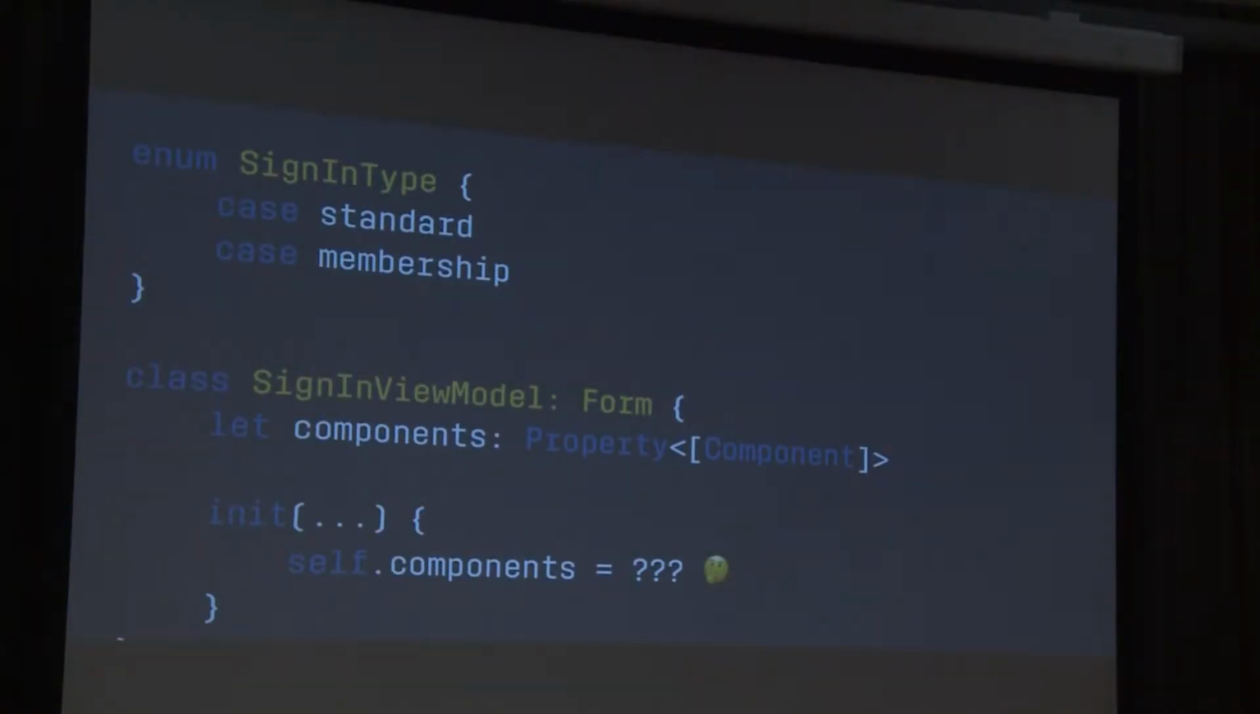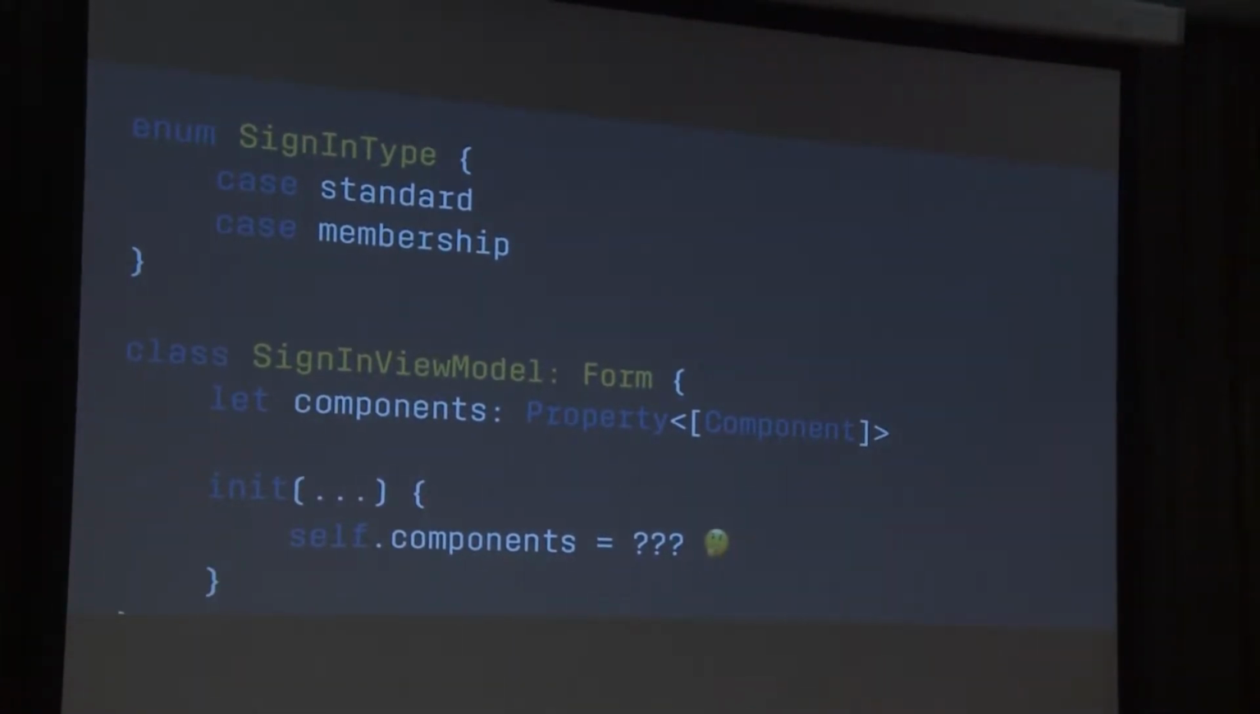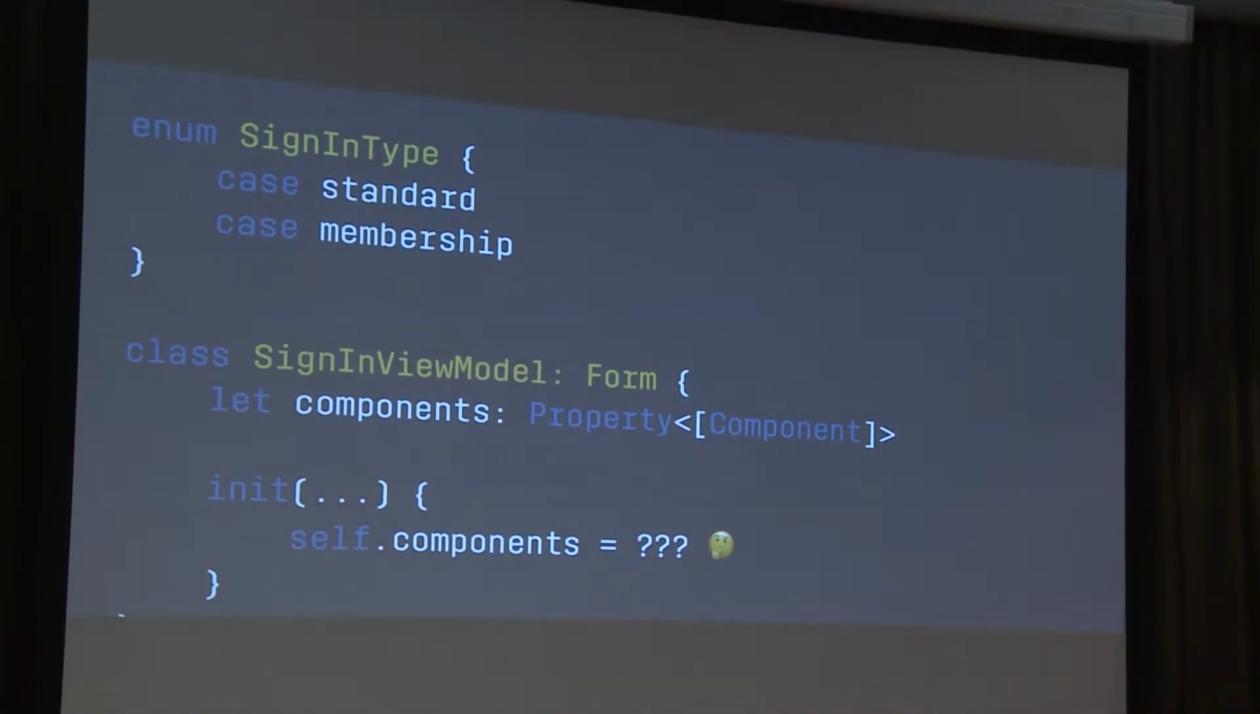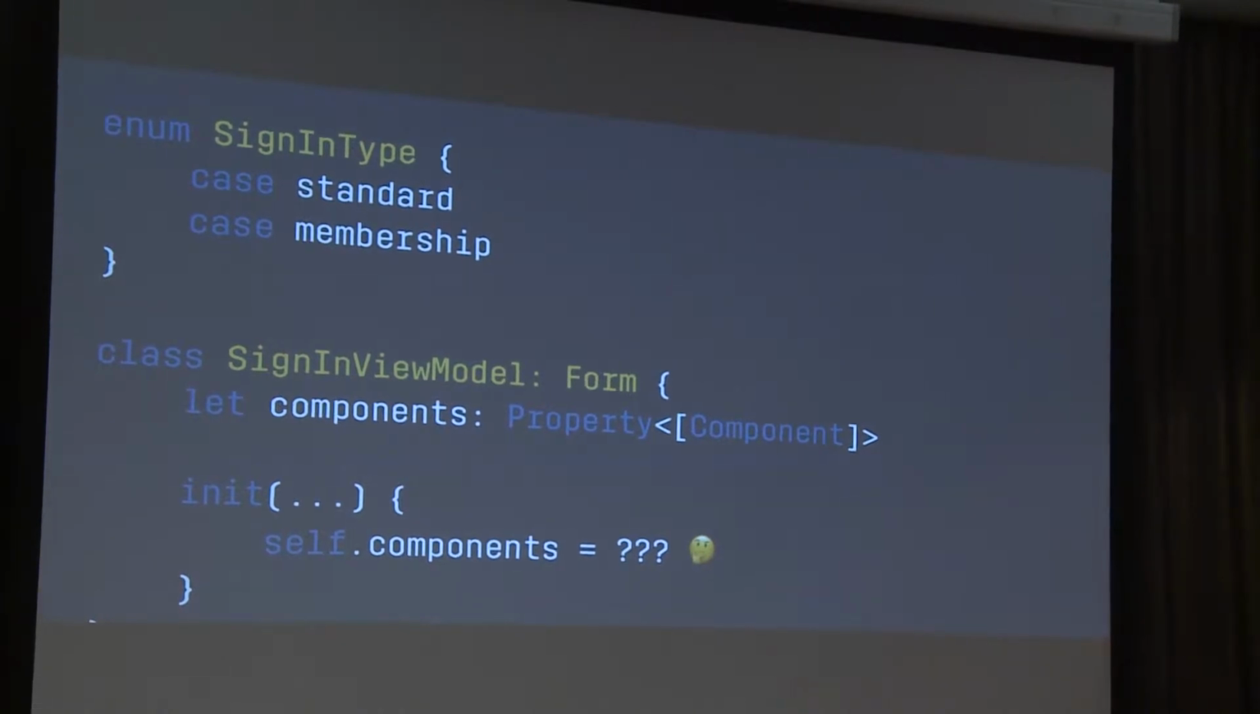So we can start by defining the type, like we can have the standard sign-in or the membership sign-in. And we start by defining our view model that complies with form. We declare the property to store the components. But the question is, how can we define the components? Because they need to be dynamic. So essentially, we want something like this. We want to have a sign-in type, and then switch on it: if it's standard, I want these components. If it's membership, I want this, okay?